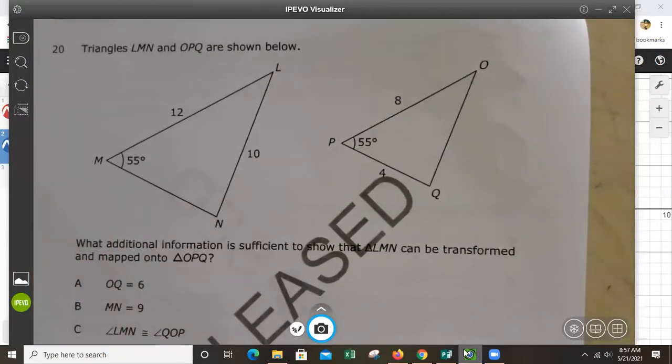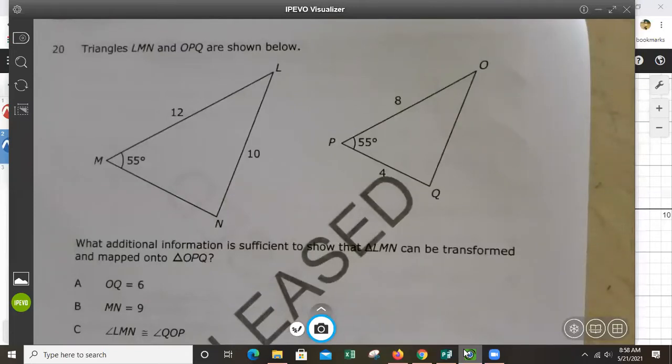This one is actually pretty easy. This is more math 2 than it is math 3. It says triangle LMN and OPQ are shown below. What additional information is sufficient to show that LMN can be transformed and mapped onto OPQ?